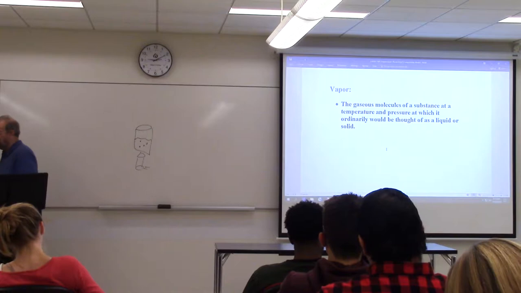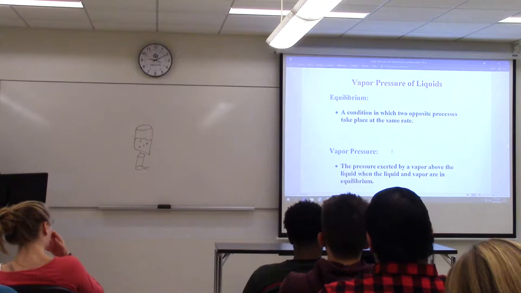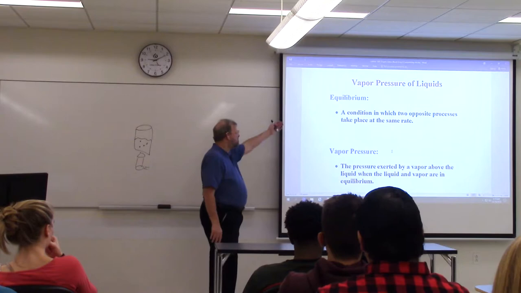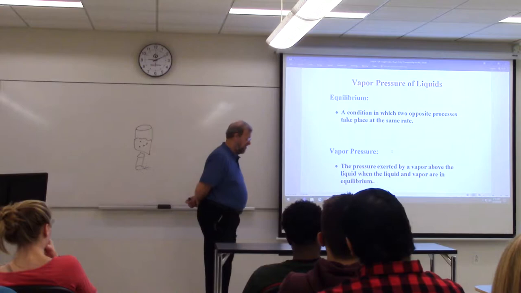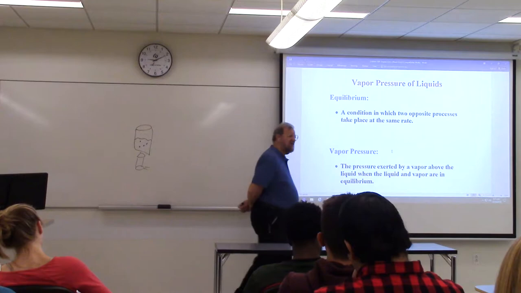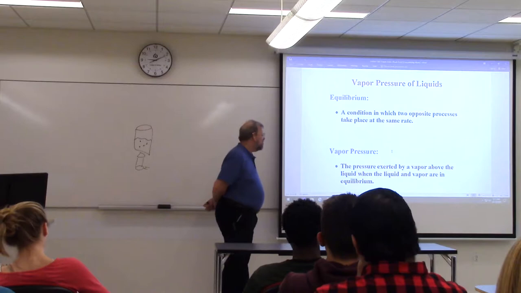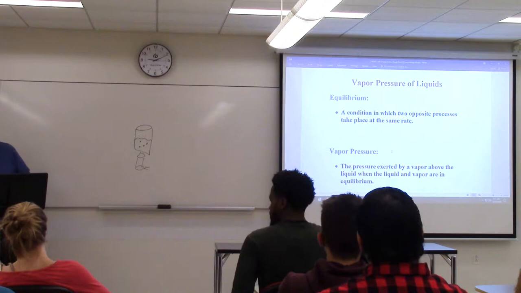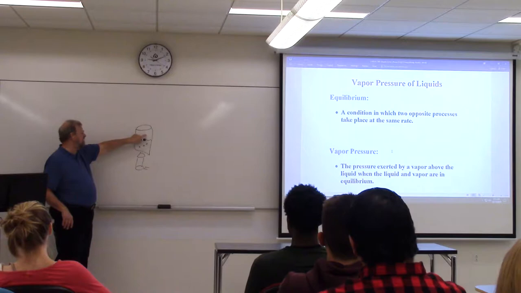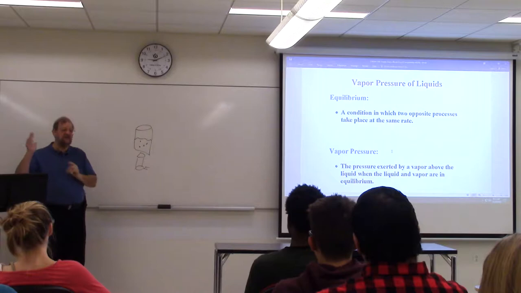Now, two more terms I want to teach you, and this will never be on a test, is equilibrium. Equilibrium is a condition in which two opposite processes take place at the same time. If I were to do this and this, am I moving anywhere? No, because I'm in equilibrium, going forward and backward at the same rate. Well, it turns out that when you have evaporation, you have the liquid becoming a gas, but at the same time, above here, this gas becomes a liquid. And so it's the same speed or rate, we call that equilibrium.